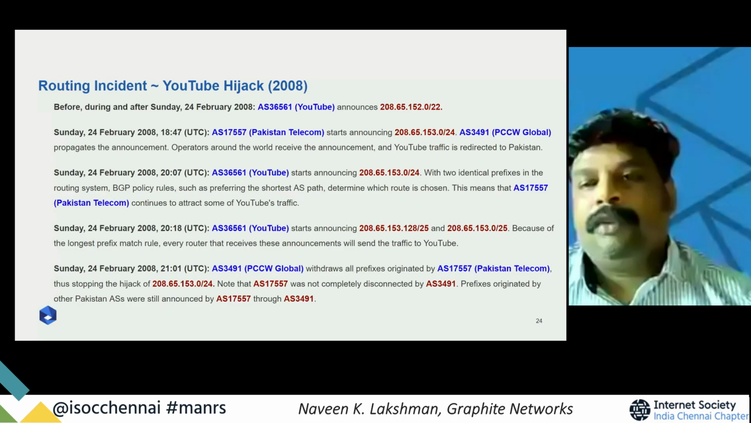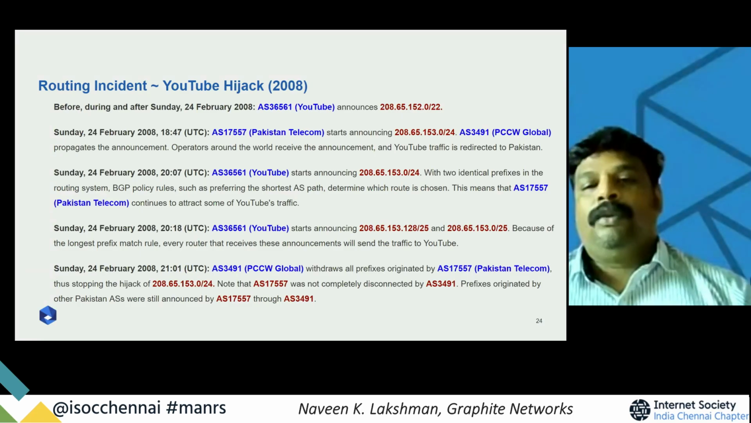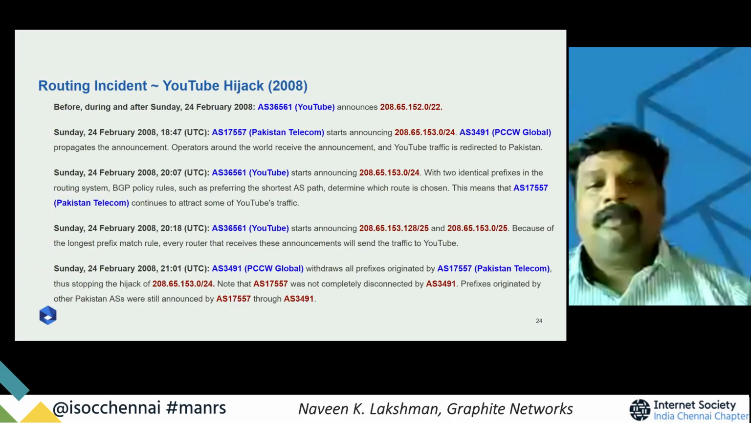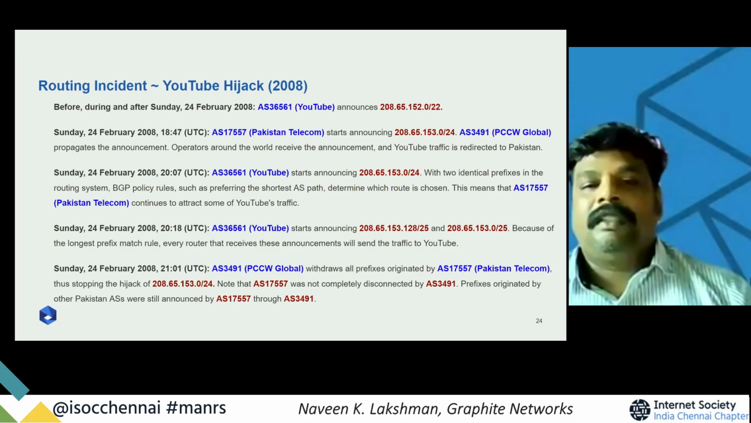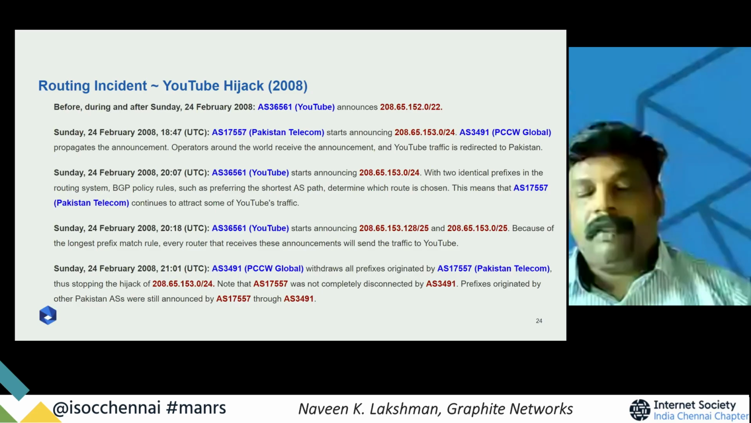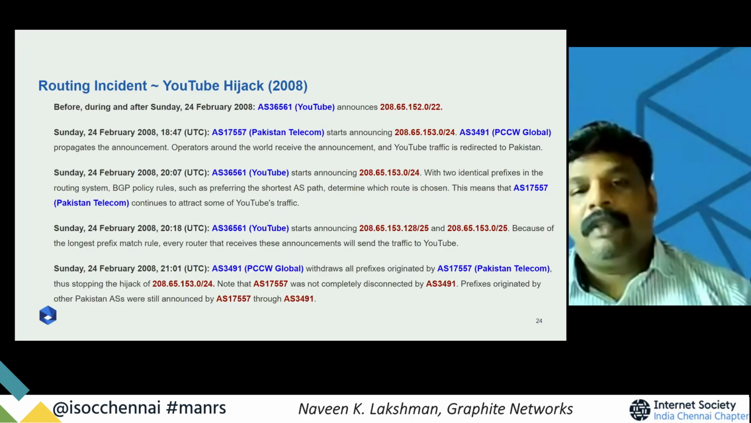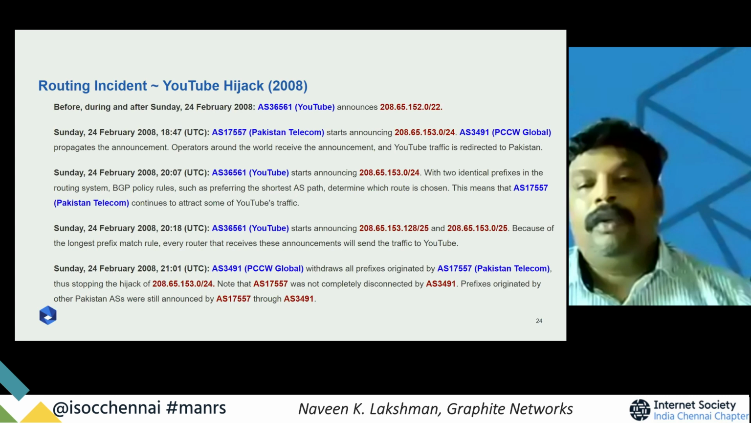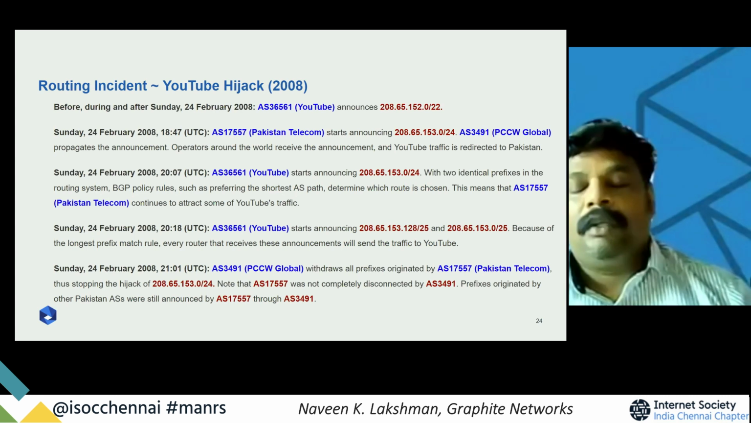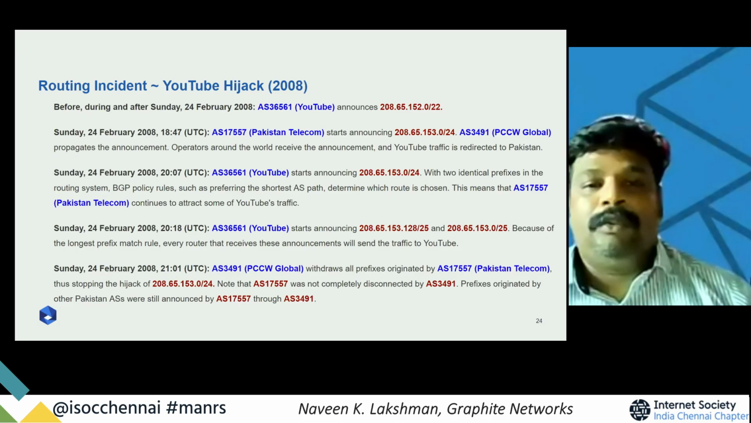It was in 2008, they were like regional backbone. So they had lots of regional connectivities. They started the networks, and the users in Asia Pacific, a few of them got rerouted to Pakistan, and the rest got to the right YouTube itself.